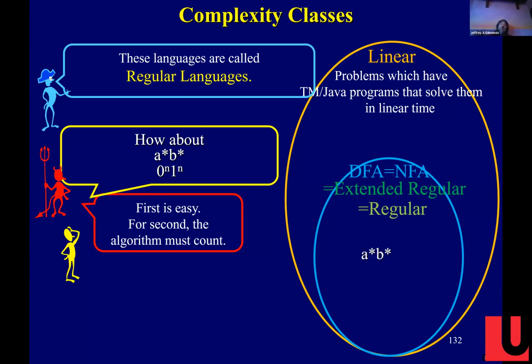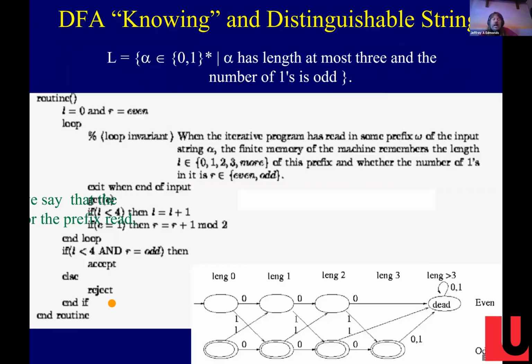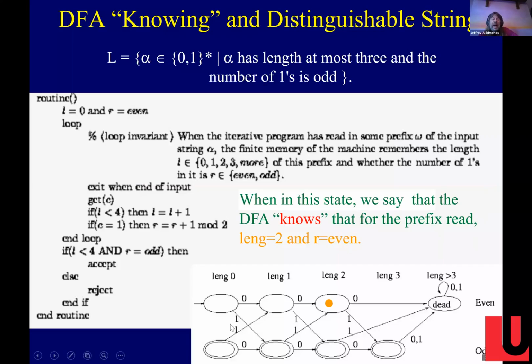And the DFA, of course, how does it solve that? Well, it has to count the number of ones. And to count up to 7, you need 7 states. To count to an arbitrary number, that's more problematic, right? So, I had these slides which talked about what you know in a state, right?